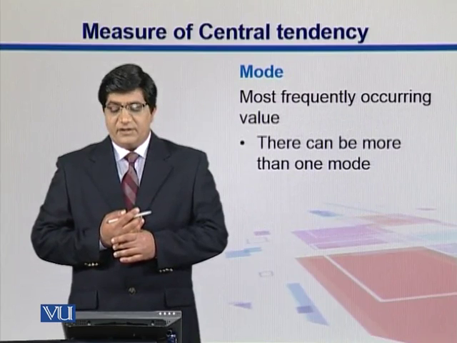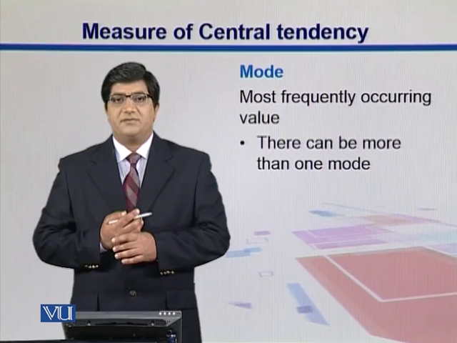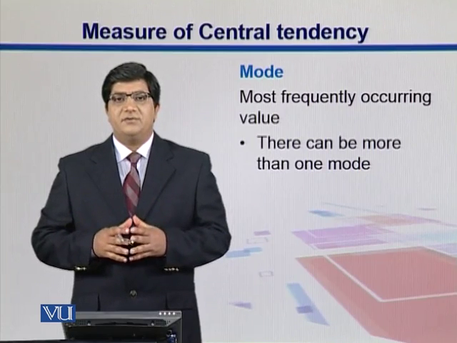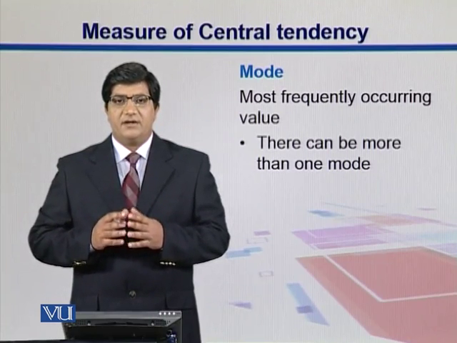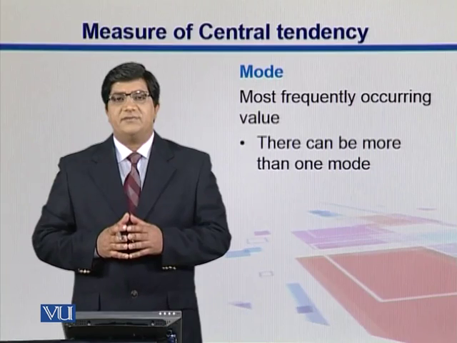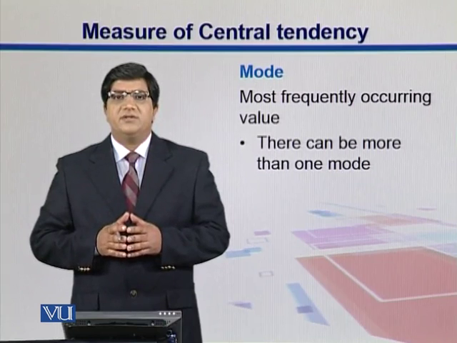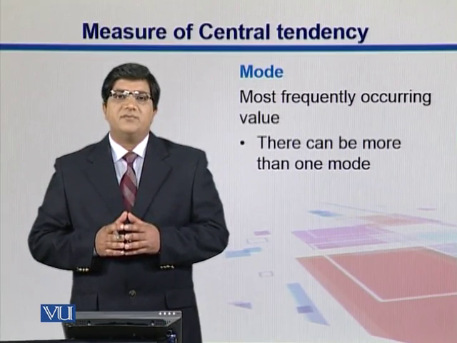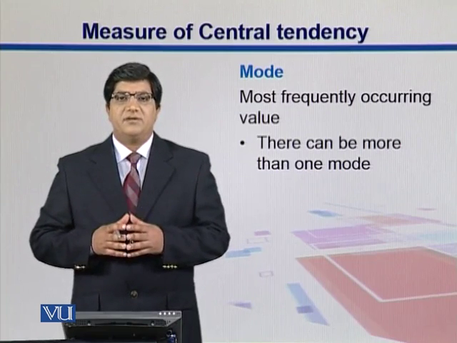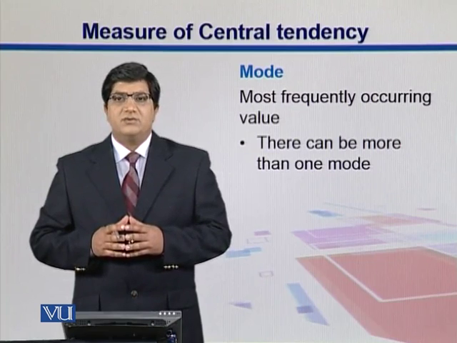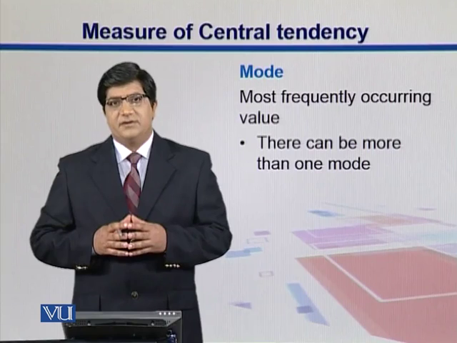The mode is the most frequently occurring value, and remember there can be more than one mode in a data set. In a normal distribution, the mode is where we have that peak in the middle. That is the value which occurs most frequently, so the height of the distribution is determined by the mode. A distribution can be multimodal, or bimodal where we have two modes.